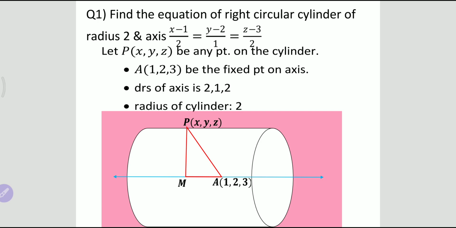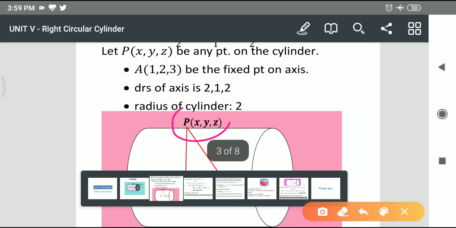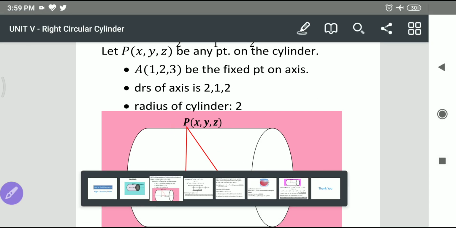Now if you look at this problem, find the equation of the right circular cylinder of radius 2 and axis (x minus 1)/2 equal to (y minus 2)/1 equal to (z minus 3)/2. Okay. Now to get the equation of the right circular cylinder, we are going to take P as one point on the right circular cylinder.